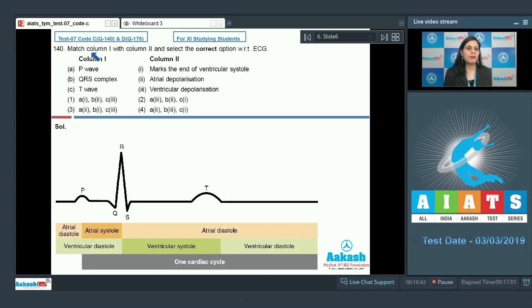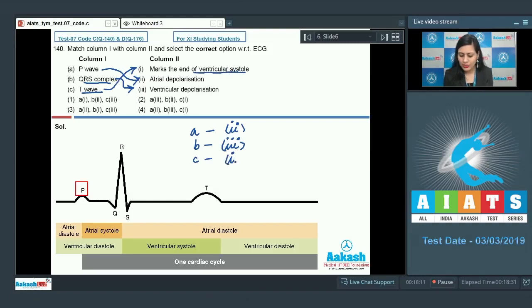Question number 140. Match column 1 with column 2 and select the correct option with respect to ECG. In column 1, the very first option given is P wave. And we know that P wave represents atrial repolarization. So A in column 1 goes with 2 in column 2. The next option given is QRS complex, and QRS complex represents ventricular depolarization. So B in column 1 goes with 3 in column 2. And the last option given is T wave, and T wave marks the end of ventricular systole. So C in column 1 goes with 1 in column 2.